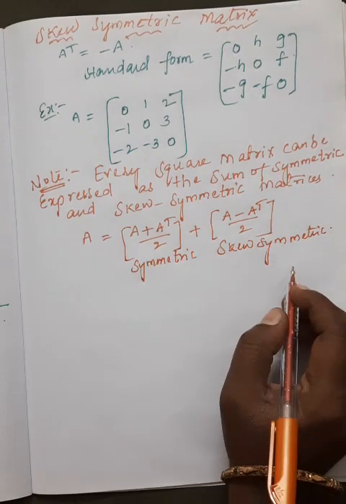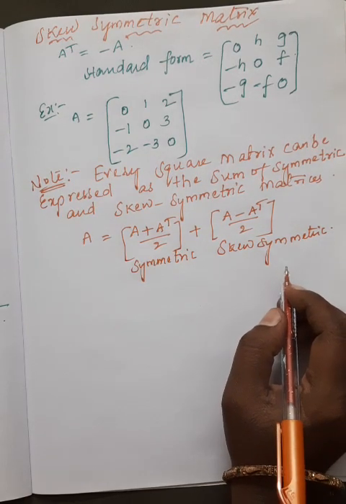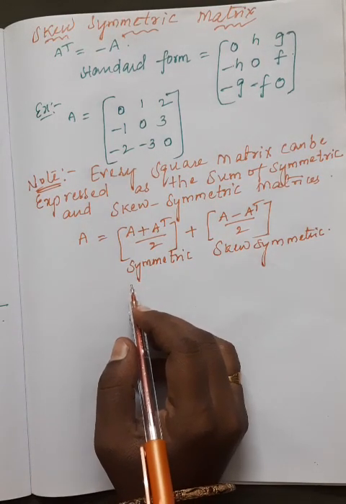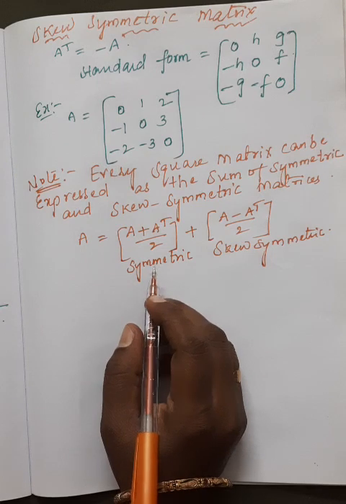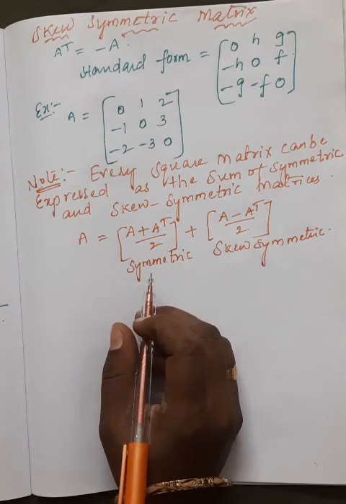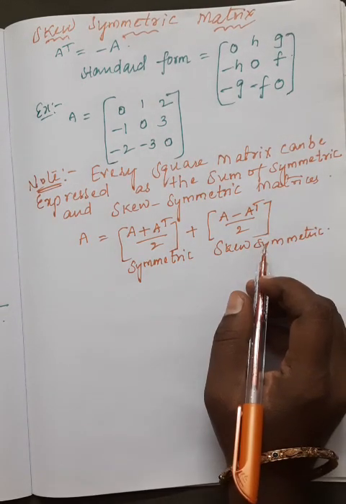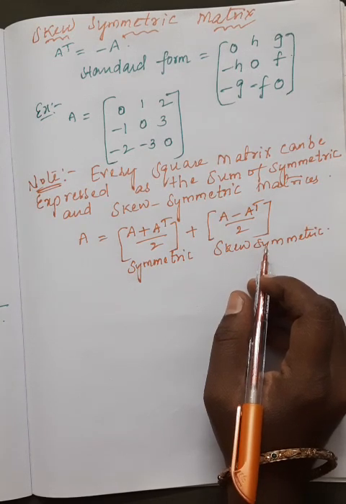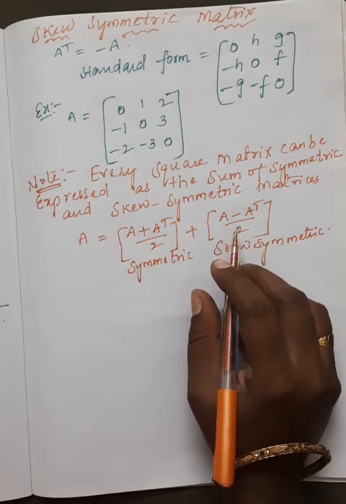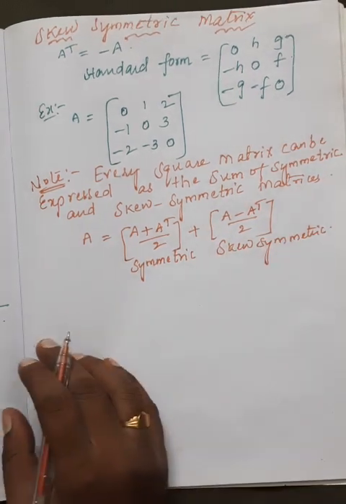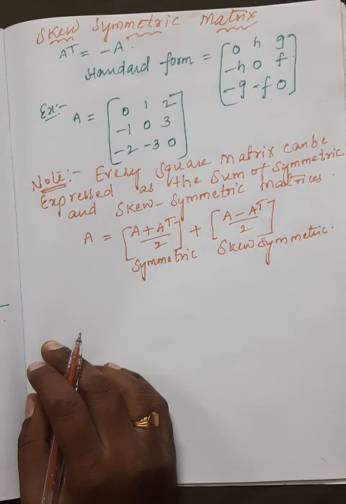So here any square matrix A can be converted to a symmetric matrix, if it is not in the form of a symmetric matrix, by using the simple procedure (A plus A transpose) by 2. And similarly, every square matrix which is not in the form of a skew symmetric matrix can be converted to skew symmetric by using the simple procedure (A minus A transpose) by 2. This is one of the important notes. You will be getting one question from this topic.